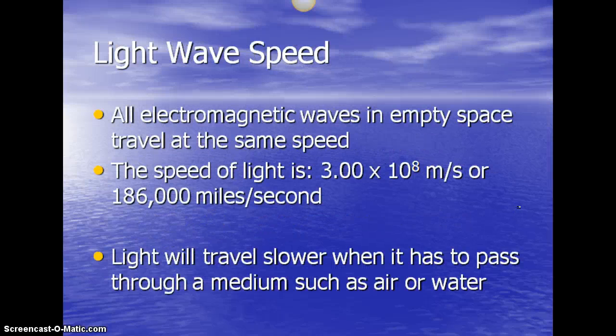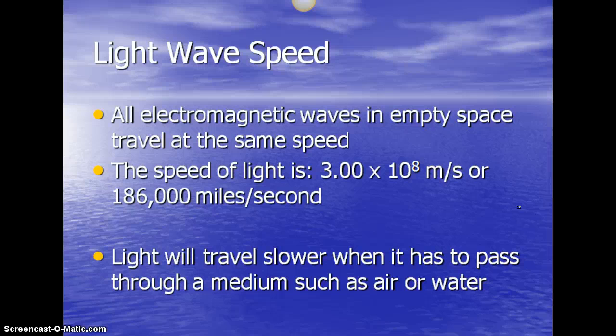Light waves do have a set speed, a constant number. So all electromagnetic waves in empty space travel at the same speed. And light can travel through space, which is unique. Other waves cannot travel through space. They have to have a medium to travel through. So the speed of light is 3.0 times 10 to the 8th meters per second, or if you want to put that in a different perspective, it's 186,000 miles every second.